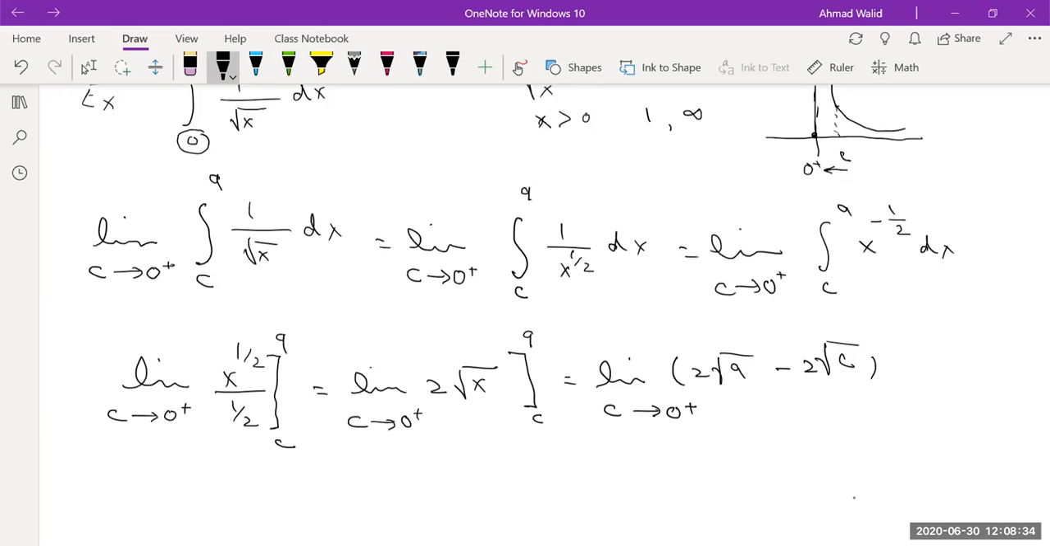If you plug in c, 0, square root of 0 is 0, 0 times 2 is 0, this part becomes 0. Square root of 9 is 3, 3 times 2 is 6. It means your answer is what? 6. It means the area under the curve of 1 over square root of x from 0 to 9 is actually how much? 6. Correct?